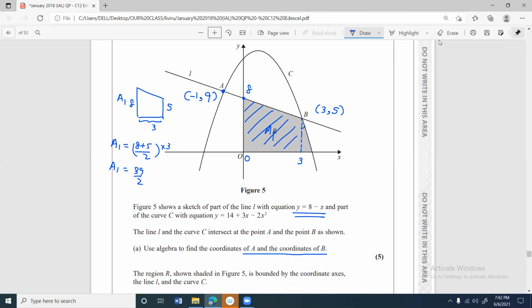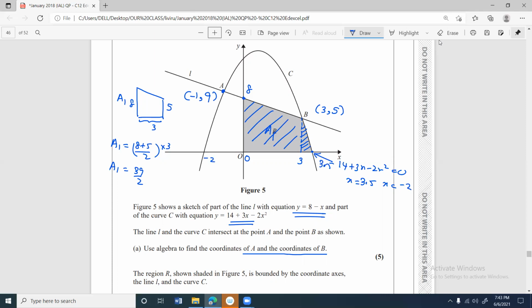Then we can find the other area. To find that area, I can integrate this curve from here to here. I need to find this coordinate. How do you find it? You can solve this quadratic equation: 14 plus 3x minus 2x squared equals 0 at that point. If you put it into the calculator, using the formula, you get the answers for x as 3.5 and minus 2. Now you can see this is 3.5 and this is minus 2.